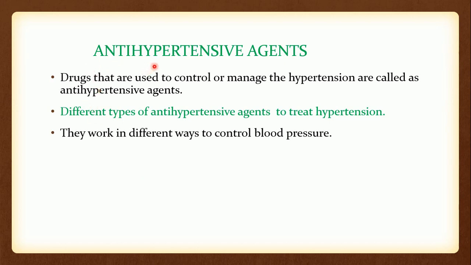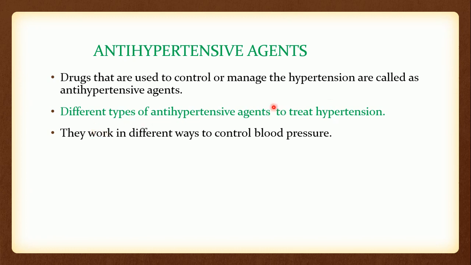Getting into the definition of antihypertensive agents, these are the drugs that are used to control or manage hypertension. That type of drugs are called antihypertensive agents. These drugs cannot be used for the treatment or cure of BP. We can only control or manage the hypertension till the survival of the patient.